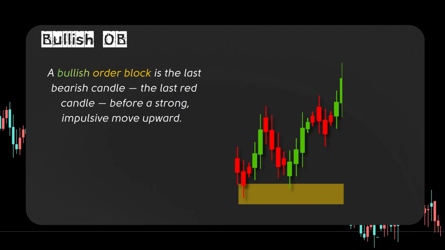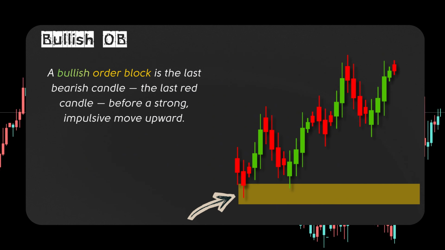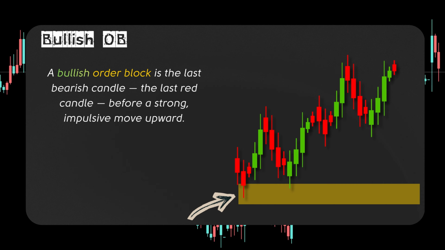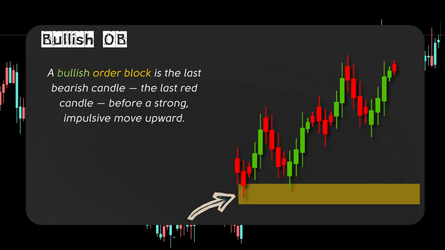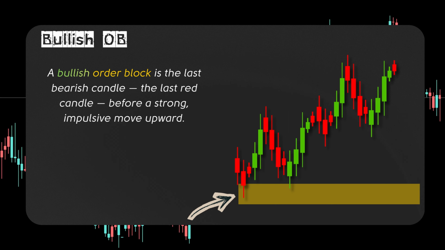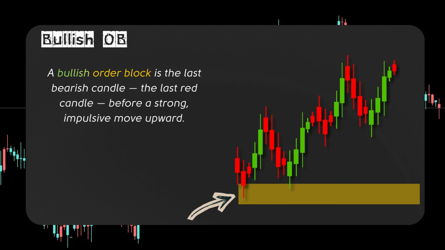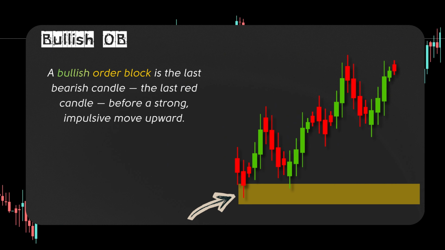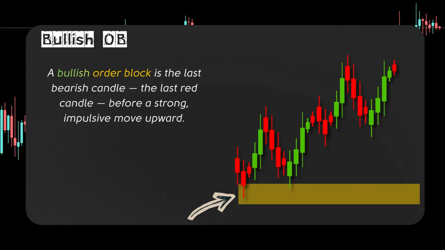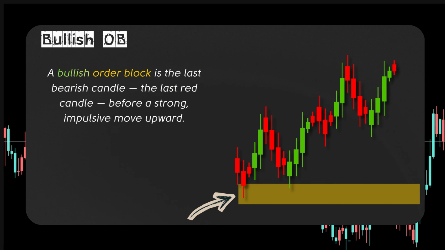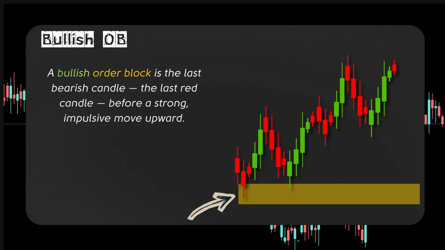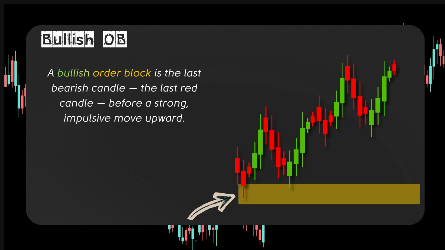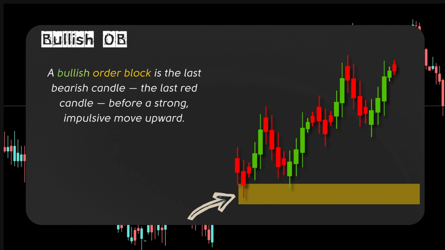A bullish order block is the last bearish candle, the last red candle, before a strong, impulsive move upward. Think about what that means. Before price launches higher in a powerful bullish impulse, institutions were quietly buying inside that last red candle. Price moved down slightly to trigger retail stop losses, collect liquidity sitting below recent lows, and allow the big players to fill their buy orders at the best possible price. Then once they are filled, boom, price rockets up and retail traders who were short get destroyed. That last red candle before the explosion upward is your bullish order block.